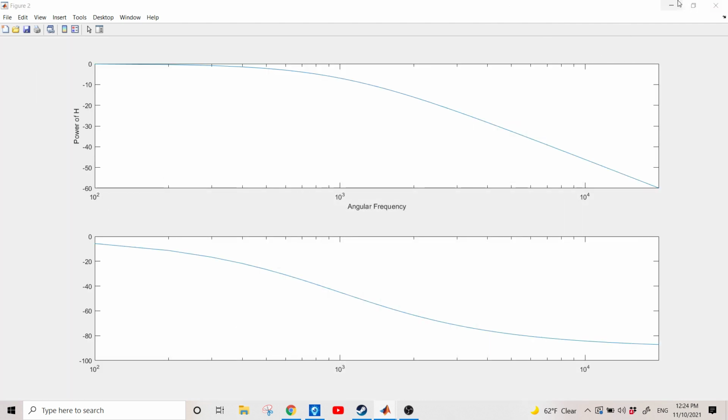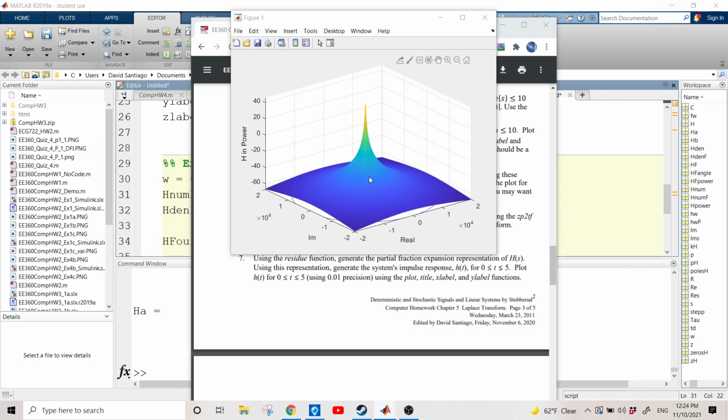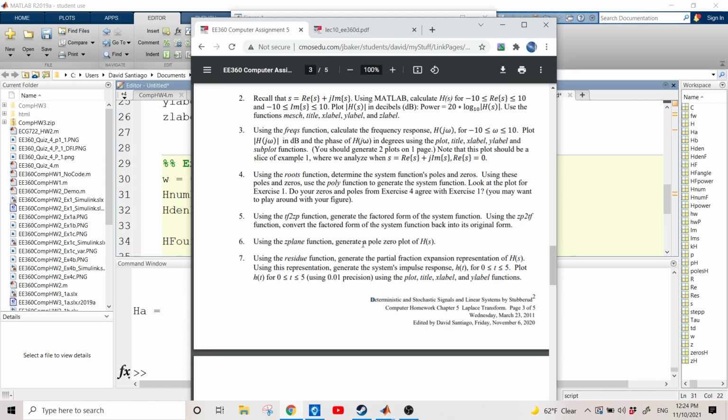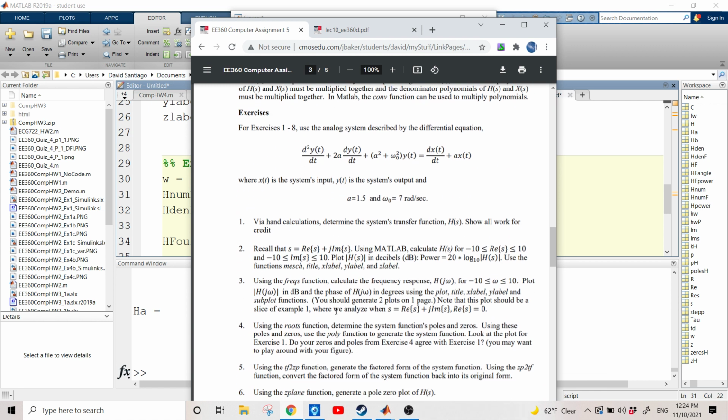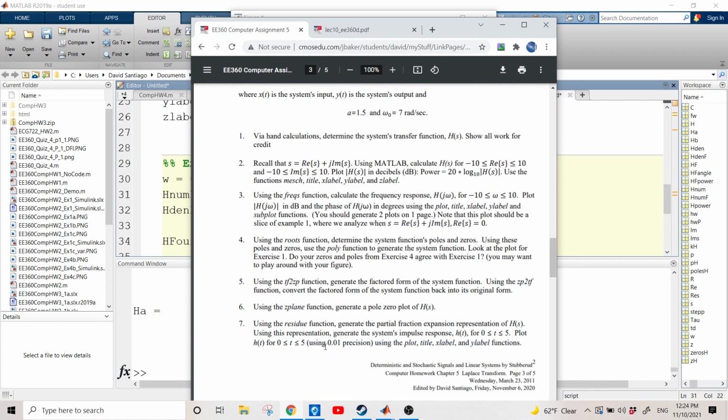And let me see the residue function. So let me show you this one thing. I don't know if you caught it, but I told you how to do the residue right here. The residue function.